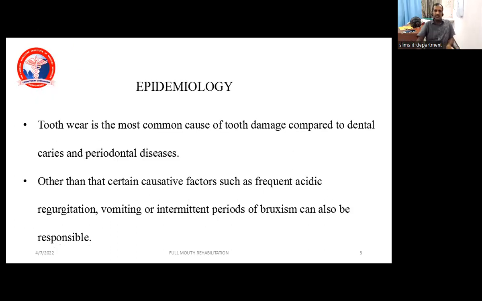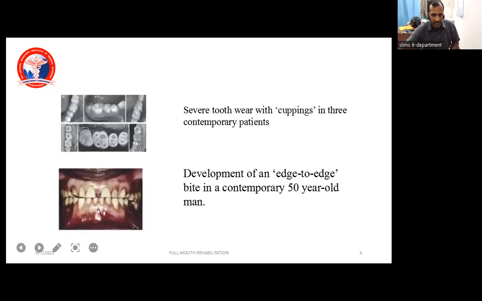Now we're looking into the epidemiology. Tooth wear is the commonest cause of tooth damage when compared to dental caries and periodontal disease. The other causative factors can be excessive frequent acidic regurgitation, vomiting, or intermittent periods of bruxism, which can also be responsible for tooth wear. It can also lead to enamel wear.